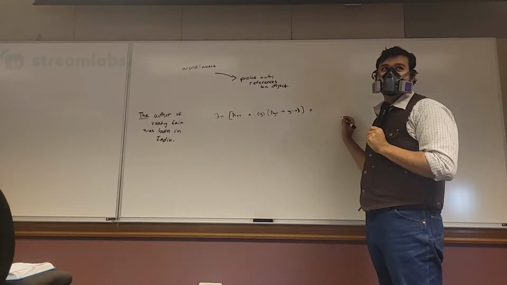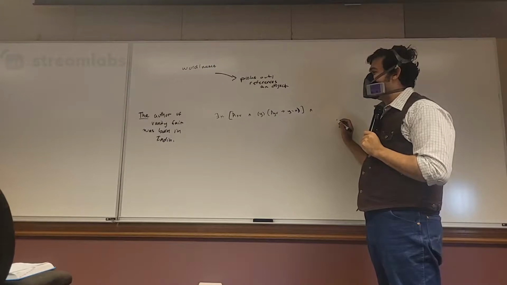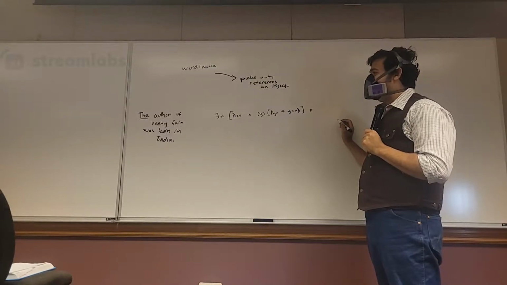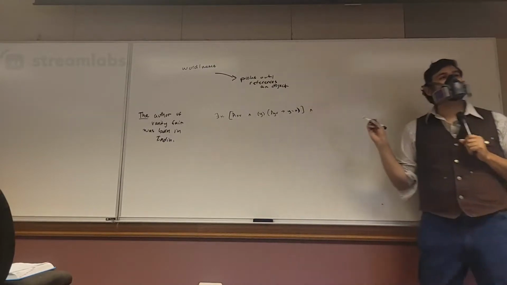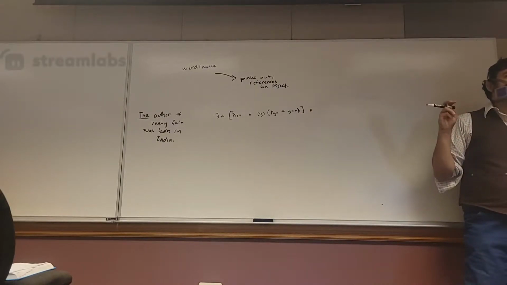Would you say like if X was the author of Vanity Fair, then X was born in India? You could. I think it's overcomplicating a little bit. You might be overthinking it. Or would you just say X was born in India?